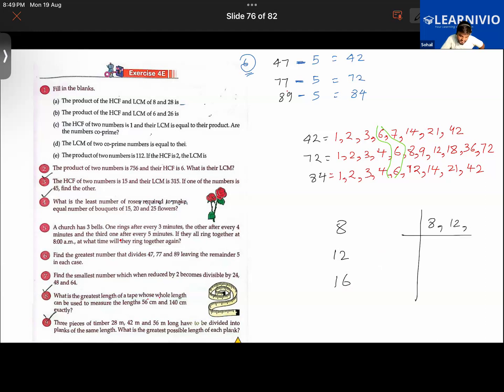8, 12, 16. 2 4s are 8, 2 6s are 12, 2 8s are 16. 2 2s are 4, 2 3s are 6, 2 4s are 8. 2 1s are 2, and 2 2s are 4. So the LCM is, quickly you do the multiplication. 8 2s are 16, 16 2s are 32, 32 1s are 32, 32 3s are 96. 96. Very good.